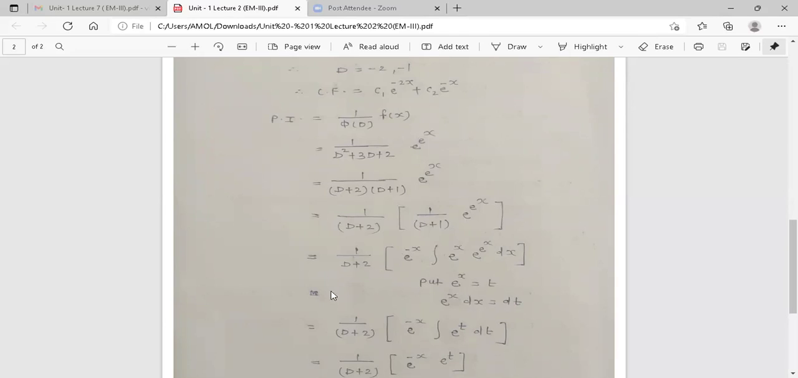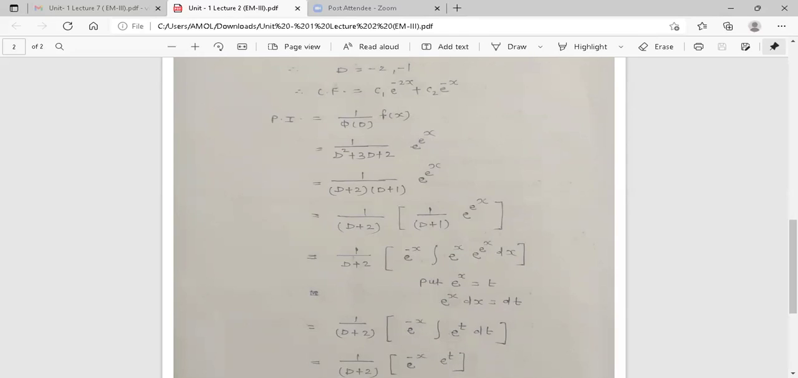It is the first term as it is, e to the power minus x, times the integral of e to the power x into f of x. F of x is e to the power x into dx. Now how to solve this integration? To solve this integration, use the substitution e raised to x is equal to t. So the differentiation is e raised to x dx is equal to dt. So e raised to x into dx is equal to dt, and e raised to x is t. So e raised to t into dt.